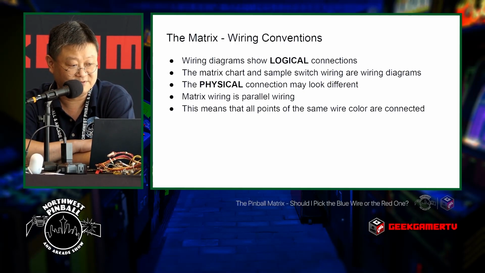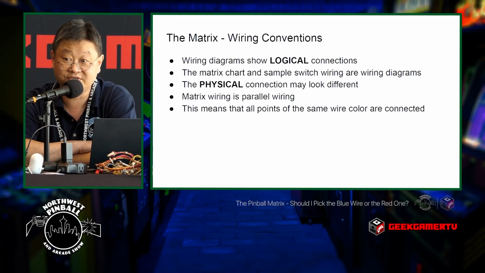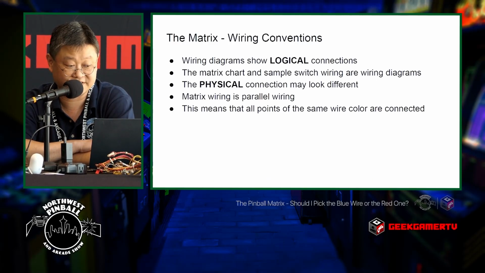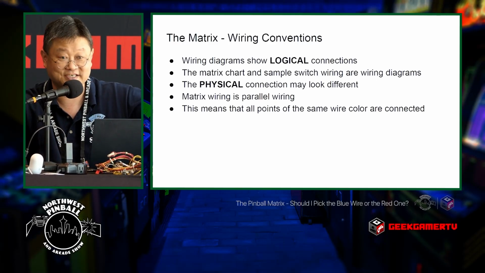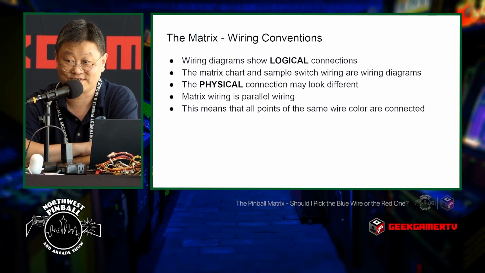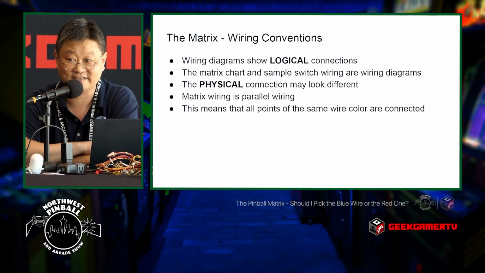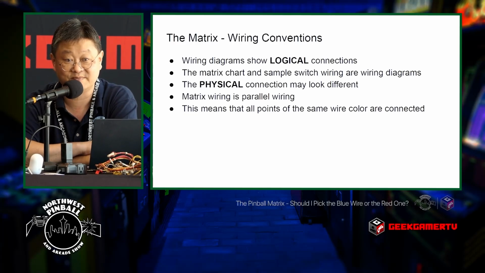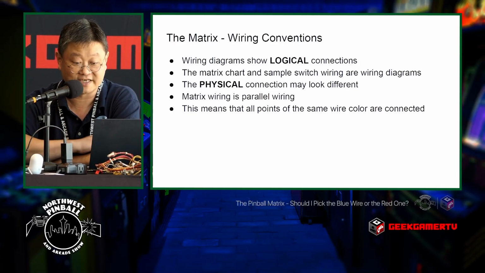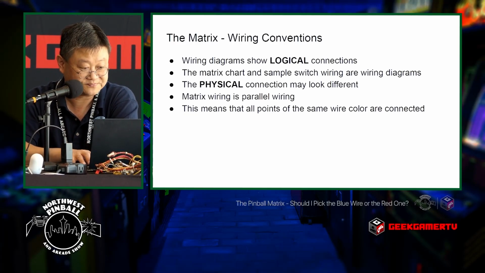Okay, so we covered a little bit of this too. Wiring diagrams show logical connections. The matrix charts are all logical connections. The physical connections may be different. That's why I have these things here, and I'll give you examples later, because often what you see here is not what you see in the manual chart. It's well ordered in the manual. It's not well ordered in a wiring bundle.